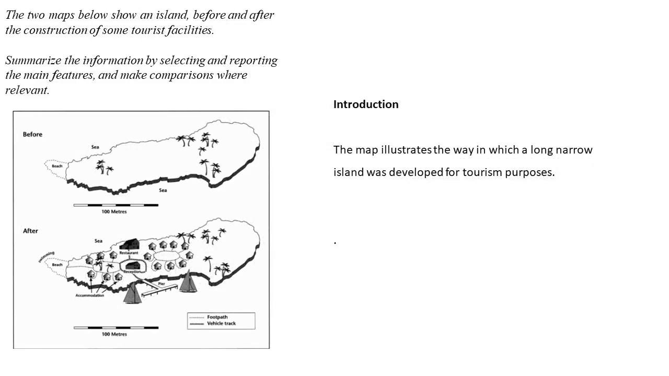Let's go. Our introduction is to say what they said, again in our own words. If we want to borrow from the image we can as well. So they said the 2 maps below show an island before and after the construction of some tourist facilities. What have we said? We said the map illustrates the way in which a long narrow island was developed for tourism purposes. Long narrow island, that's added, that's taken from the image, that's obviously not taken from what they said.